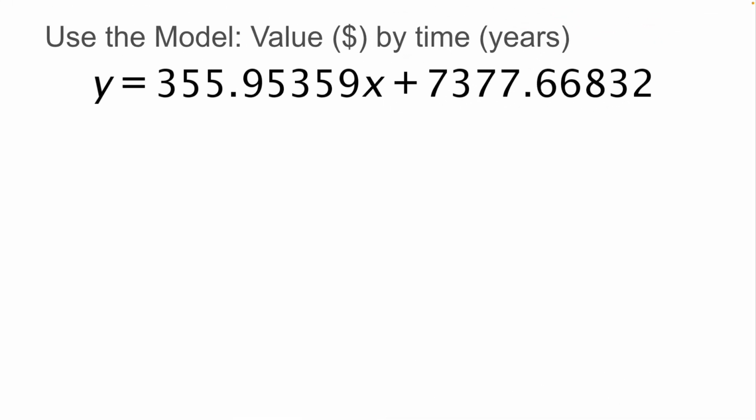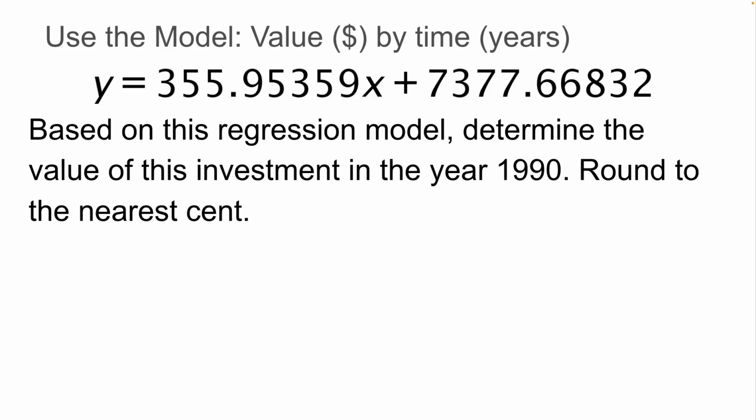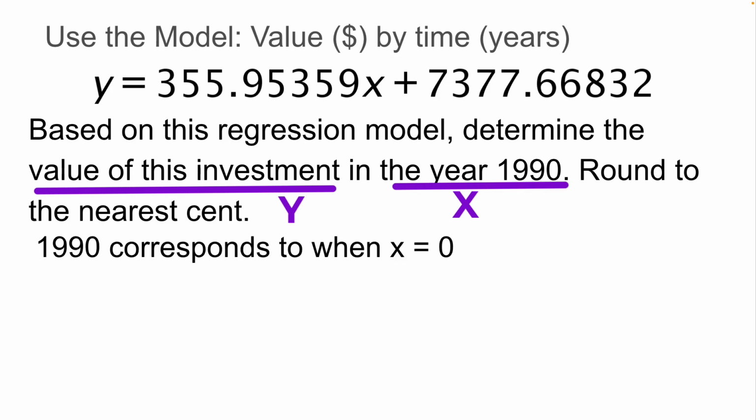Now that we have found our model, let's use the model to investigate the value of our investment over time. Based on this regression model, let's determine the value of the investment in the year 1990. Let's round our answer to the nearest cent. In this case, we're asked to determine the value of the investment, that is a Y value, in the year 1990. The X values in our data represent the years since 1990. So 1990 is going to correspond to when X is 0. So essentially, this problem is asking for us to find Y when X is 0.